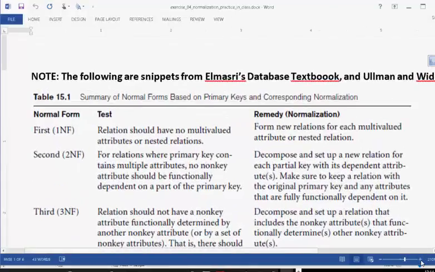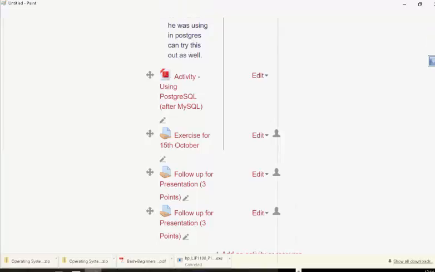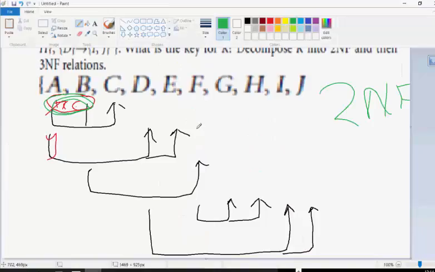So what is in second normal form? Alright, so what you have to do is try and prevent attributes that depend on only part of the primary key. So what you are going to look for, looking at this one, is: is there anyone who depends on part of the primary key?